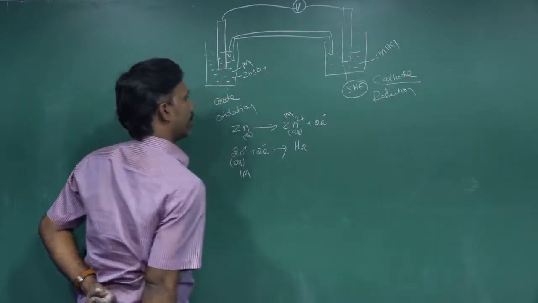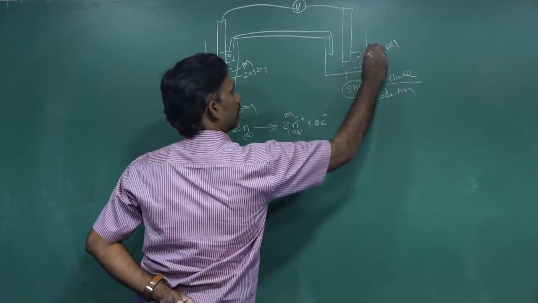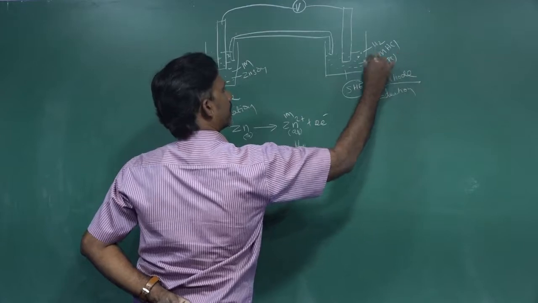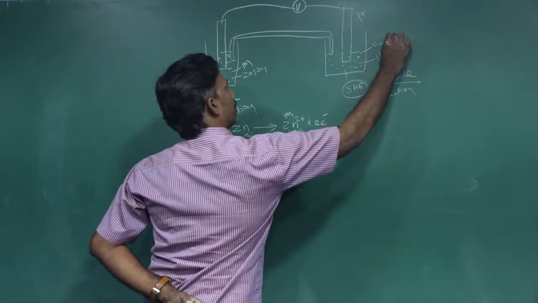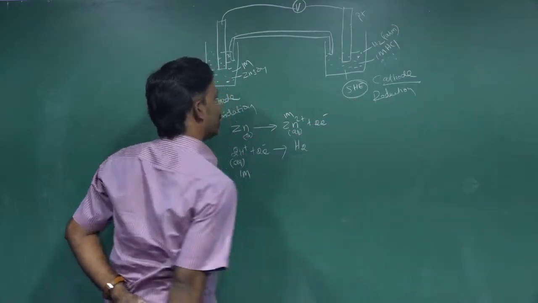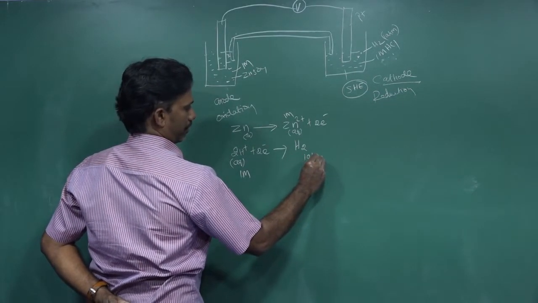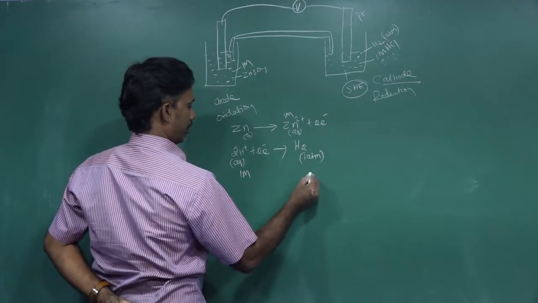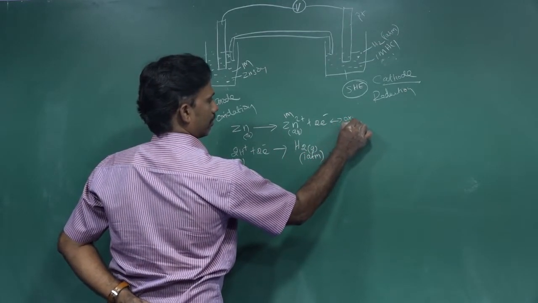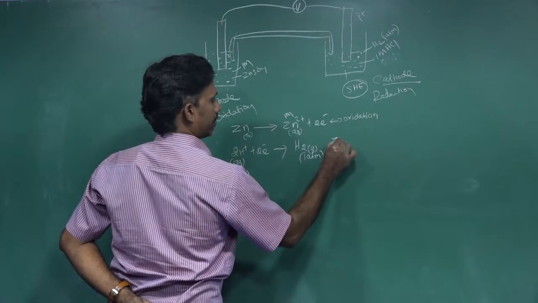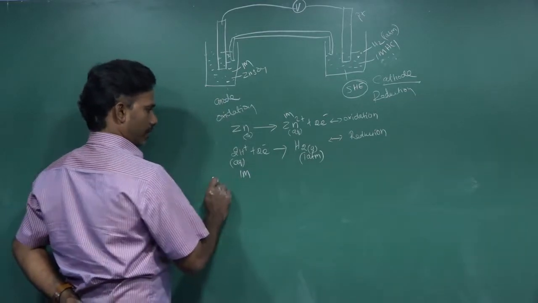In the SHE construction we have seen, there is 1 molar HCl, and H2 is also present as bubbles. The platinum electrode is there; this rod is a platinum rod. H2 is at 1 atmosphere pressure. Since it is a gas, we need to give the 1 atmosphere condition. So this gas should be mentioned. Oxidation and reduction take place.